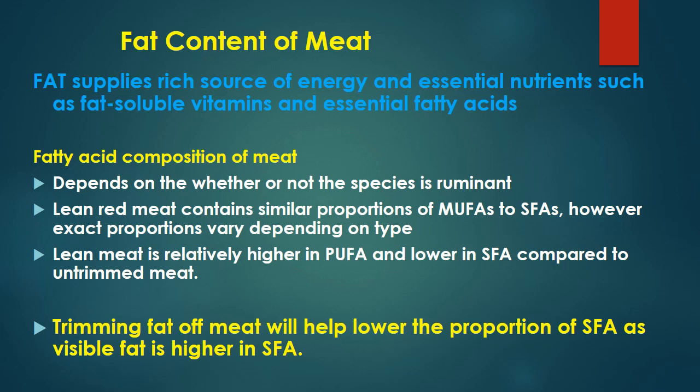The lean and red meat contain similar proportions of monounsaturated and saturated fatty acid. However, exact proportions vary depending on type. Lean meat is relatively higher in polyunsaturated fatty acid and lower in saturated fatty acid compared to untrimmed meat. So here we are talking about the lean meat where much of the fat is removed, particularly the surface fat and other internal visible fat. That is the lean meat.